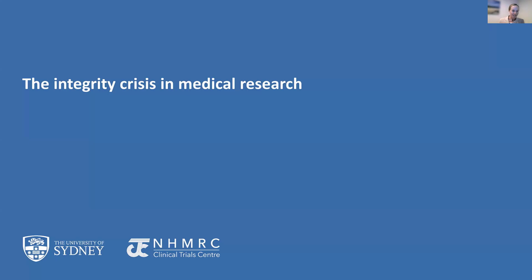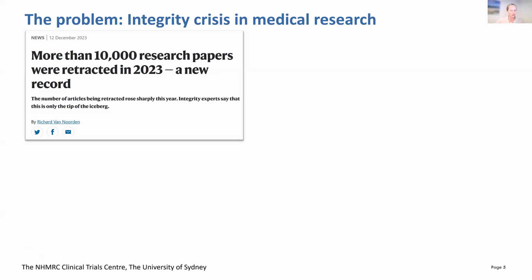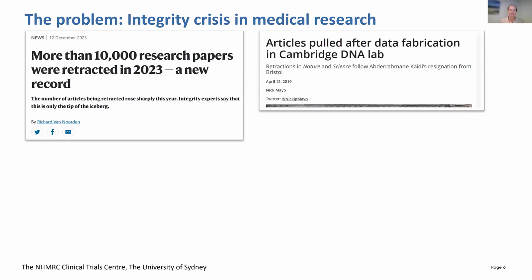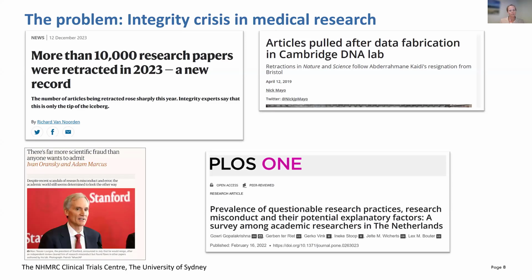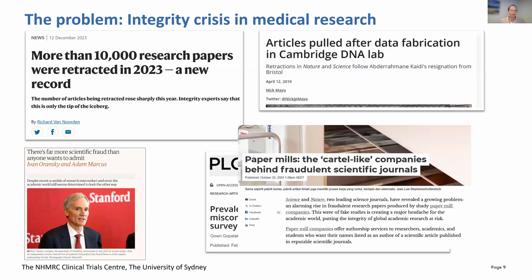So there is an integrity crisis in medical research. Some people think I'm melodramatic for saying this, but I'll show you these slides and then you can decide for yourself what you think. In 2023 alone, more than 10,000 papers were retracted due to integrity issues. And since then, every day there are new high-profile cases of integrity issues and fraud and investigations happening. So it's really become quite prolific.